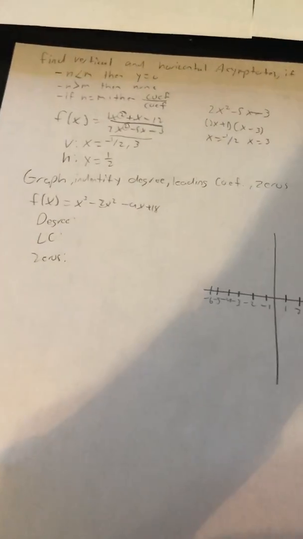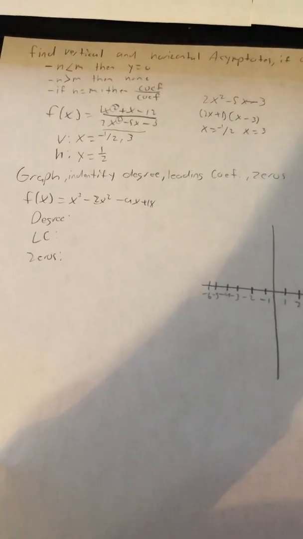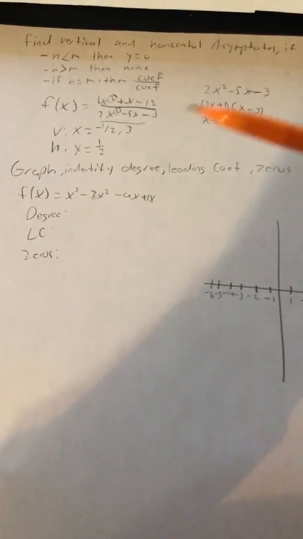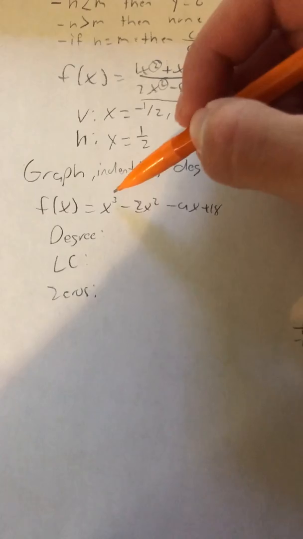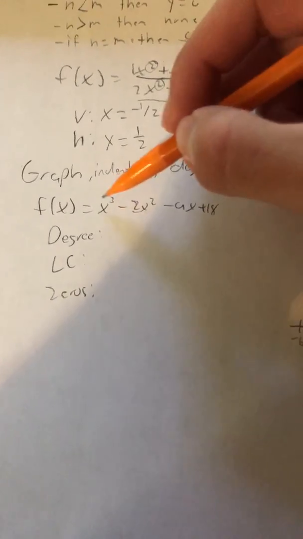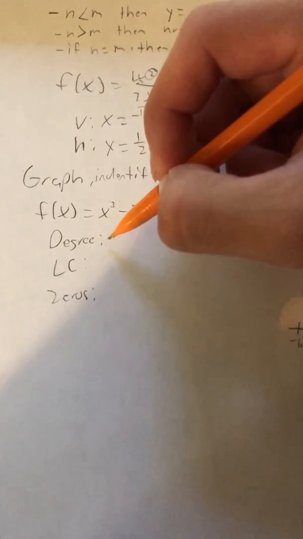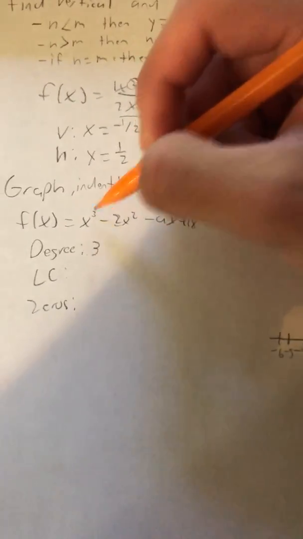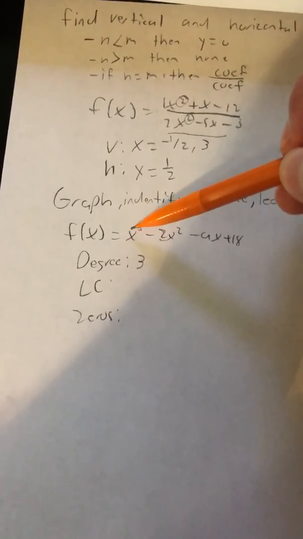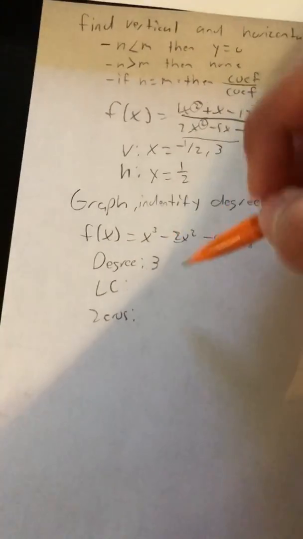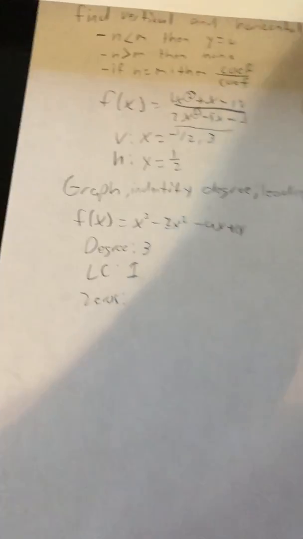Now the next problem, we have a polynomial function, and we're told to graph the function, identify the degree, the leading coefficient, and the zeros. To find the degree, you're going to want to look at the leading exponent, and it's going to be 3, the one in the front. You don't want to worry about the other ones. So the degree for this one is going to be 3 because it's the leading exponent. The leading coefficient is the first number in front of all of them, and since there's an imaginary 1, the leading coefficient would be 1.